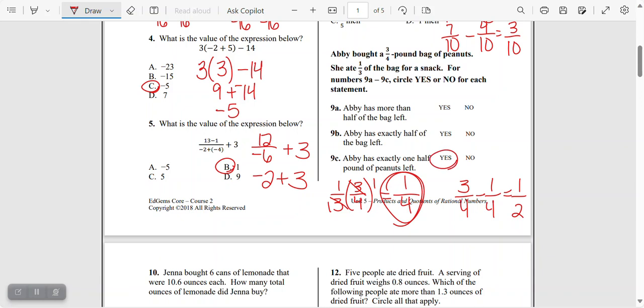Then we have to figure out, does she have more or less than half of the bag? Well, 3/4, if we split it into fourths, there's 3 of them. She only ate 1/3 of the bag. Because 1/3 is less than half, she's going to have more than half of the bag still left. She would have had to eat half of it to have half of the bag left. So we're more than that, and we're not less than that, or not exactly that.